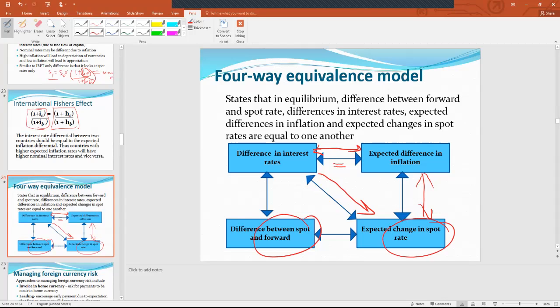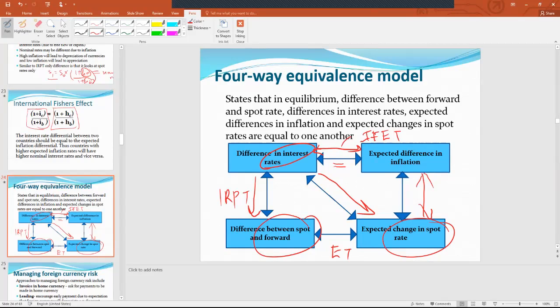And you see that the forward rate is explained by the interest rate differential between the two countries. Don't forget, the forward rate is explained by the interest rate differential between the two countries. This is the interest parity theory. Always remember parity theory. This is the international Fisher effect theory. This is on the expectation theory.